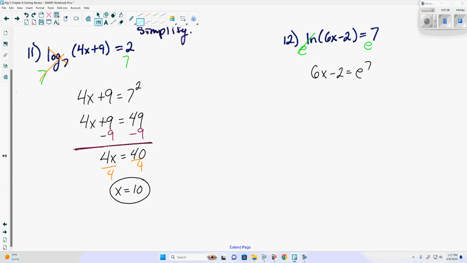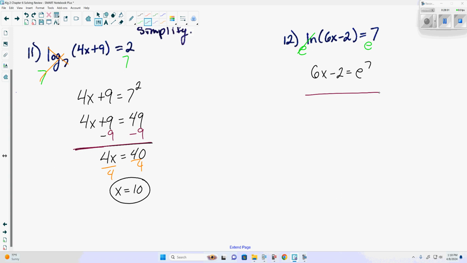e to the 7th. Is e to the 7th a nice number? No. E is irrational. E is an irrational number, and no matter how many times we multiply it by itself, it's still going to be irrational. It's not going to magically become rational. So now we just need to solve for x. We're going to leave it as e to the 7th.